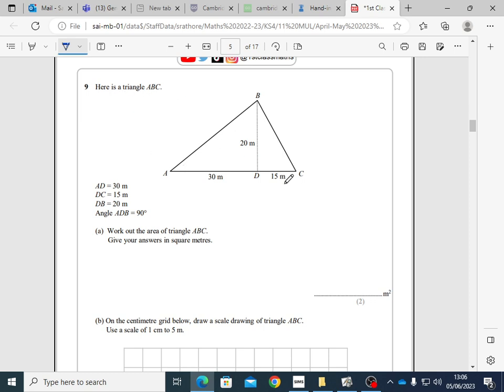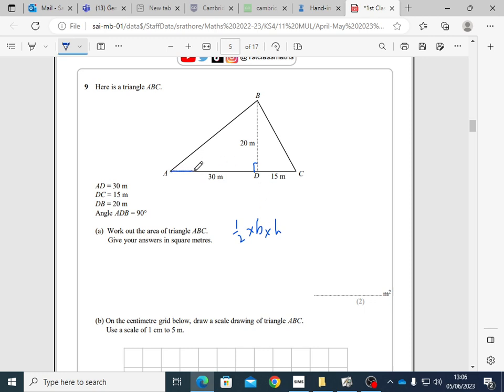Here's the triangle ABC. So you've got those measurements. You've got that angle 90, so that's ADB is 90. It's telling you that's the perpendicular height. It's pointing that out for you. Work out the area of the triangle. Now don't forget, area of the triangle is half times base times perpendicular height.